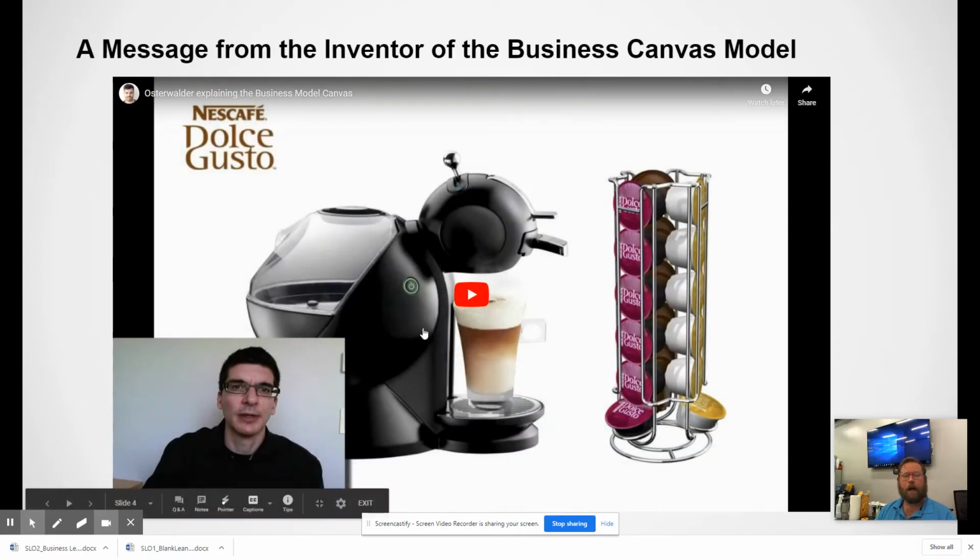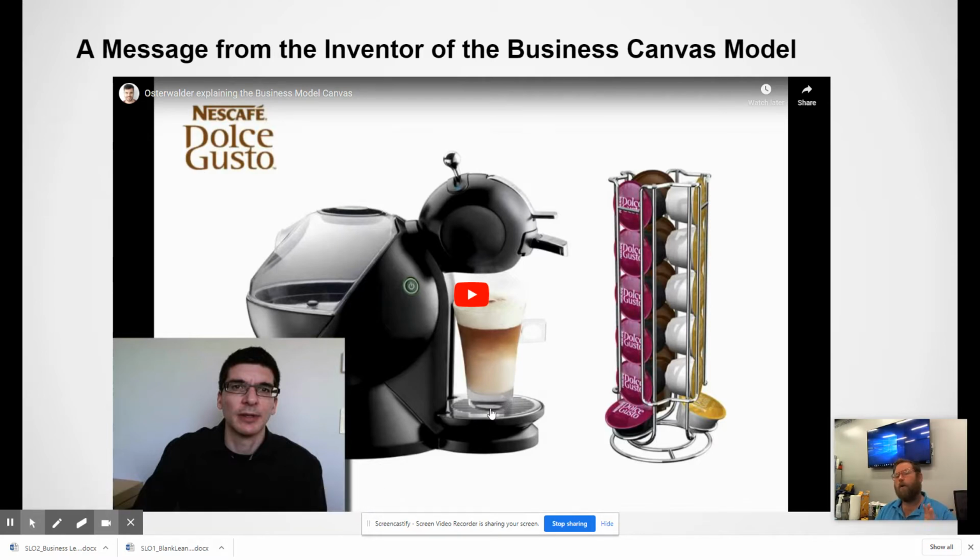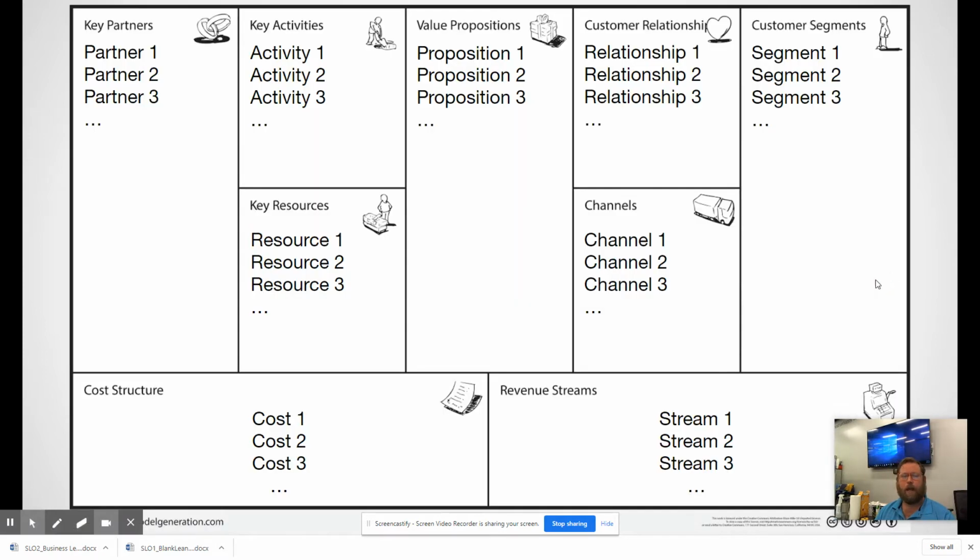This is Alex Osterwalder. He is the inventor. This video is pretty long, but it gives a really good explanation. So if you want to watch through this, if you need more scaffolding, if you're not understanding something, go through this video and take the opportunity. He does an amazing job of explaining the purpose of the canvas.